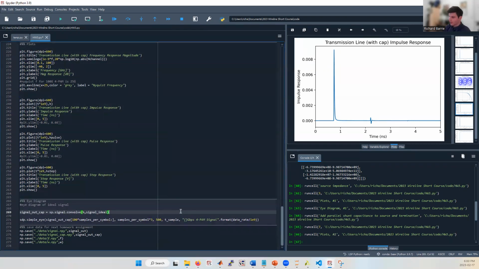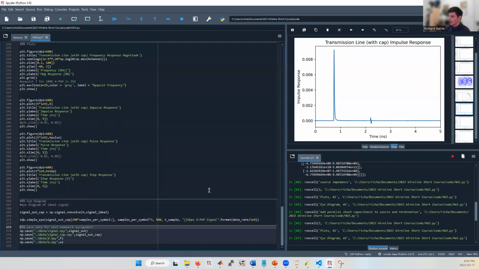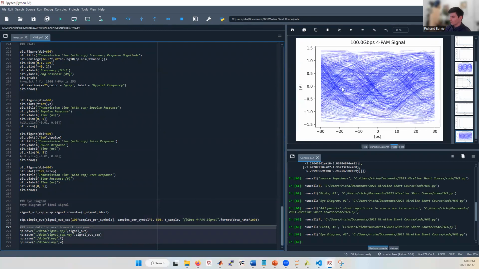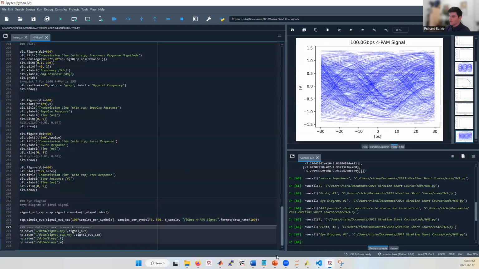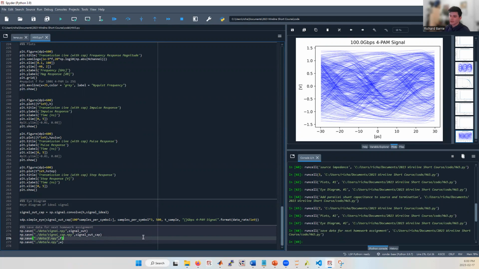Now we can plot the eye diagram again and see how it changes. Yeah, so now the eye is not open at all, indicating that the signal integrity is much worse with these shunt capacitance blocks. Finally, I'm going to save our waveforms because they'll be useful in the next video. But that's everything for this video.